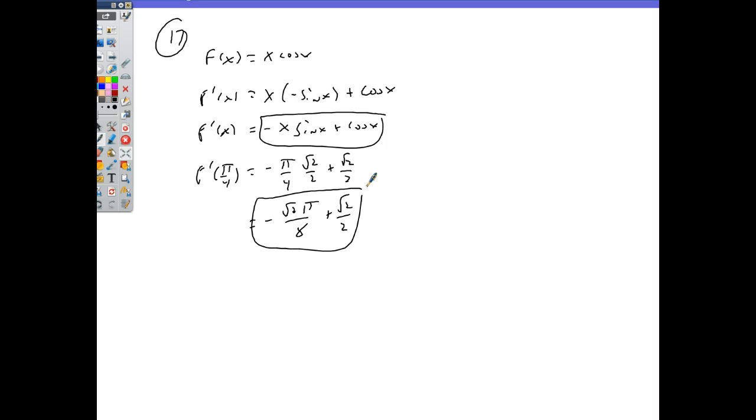Why is it plus cosine x on the derivative? Because we're talking about product rule, right? Product rule is the first one times the derivative of the second. Minus. Plus. Product rule is plus. Oh, that's what I was talking about. Got it.